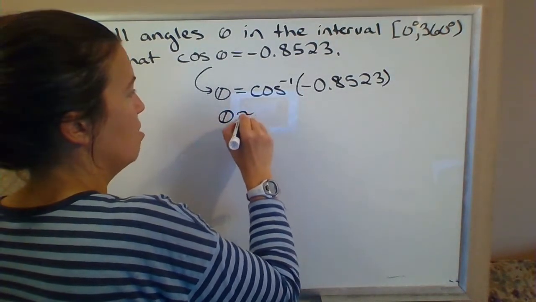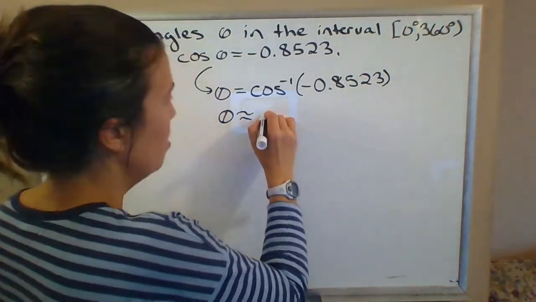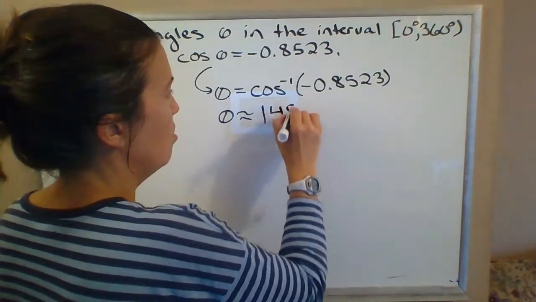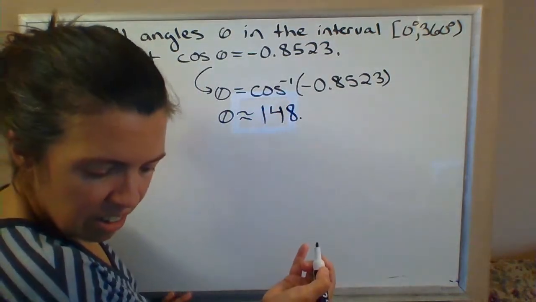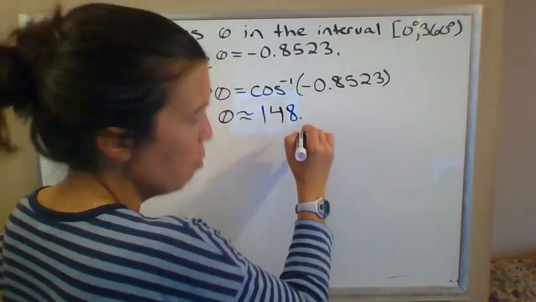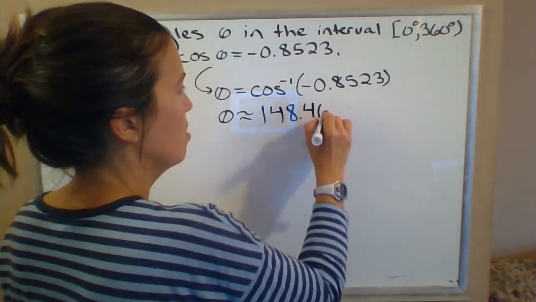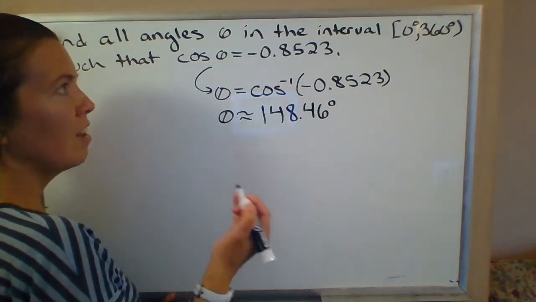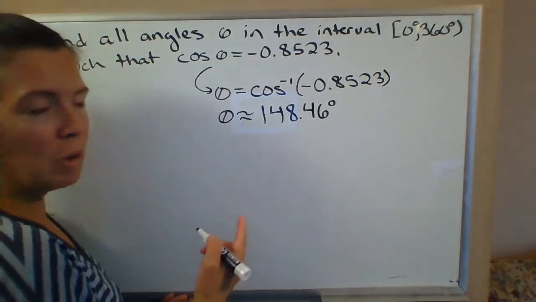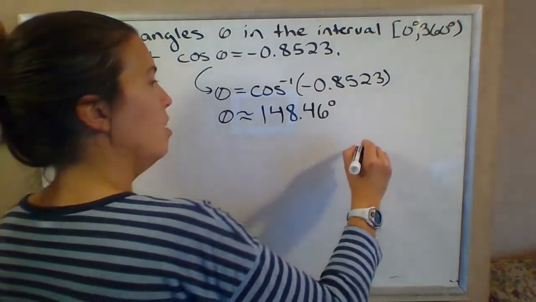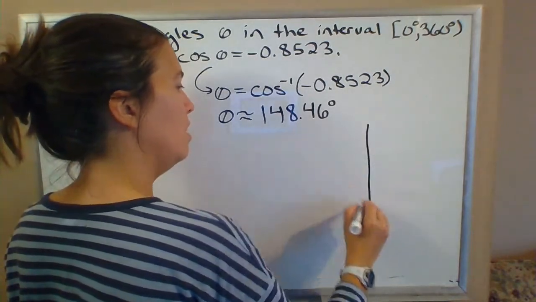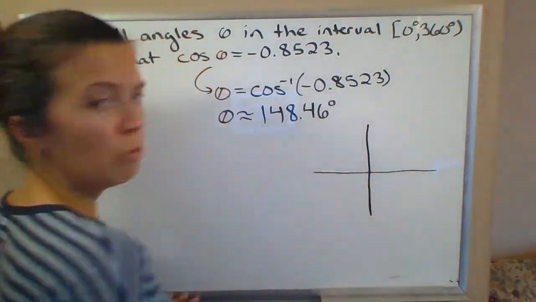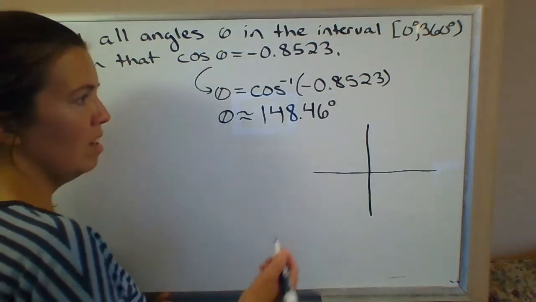So theta is approximately 148 point, if we're rounding to the nearest hundredth, this will be 148.46 degrees. Okay, so there's one solution. Now the thing is, if we're finding all angles, this is where it gets a little bit tricky. So we have to think about in which quadrants we would expect to have a solution.